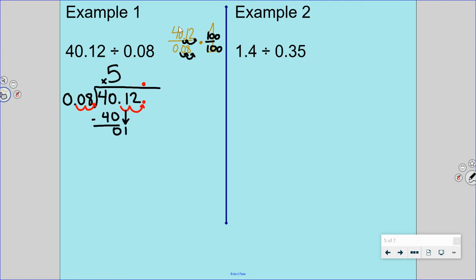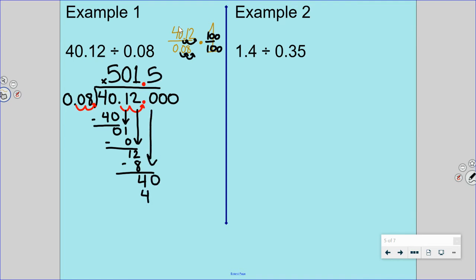8 does not go into 1, so we can bring a 2 down. 8 does go into 12 one time. Uh-oh. That's okay. We learned this the other day. Remember, you may add as many zeros as you want. We still have 4012 split up into 8 parts. So let's go ahead and bring that 0 down and look at that. It goes in quite lovely. Final answer will be 501 and 5/10.